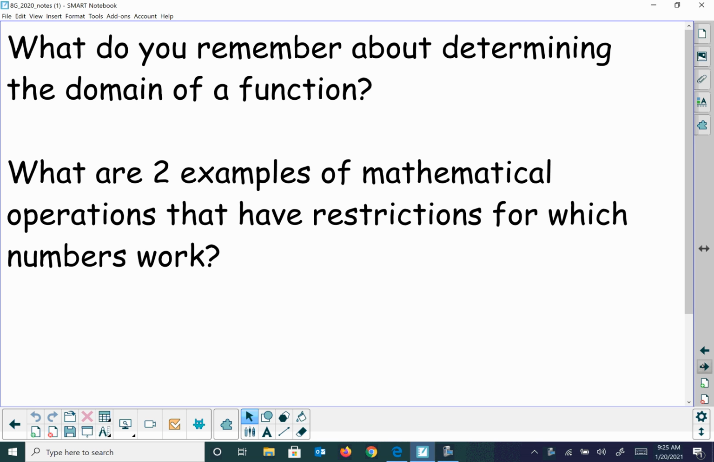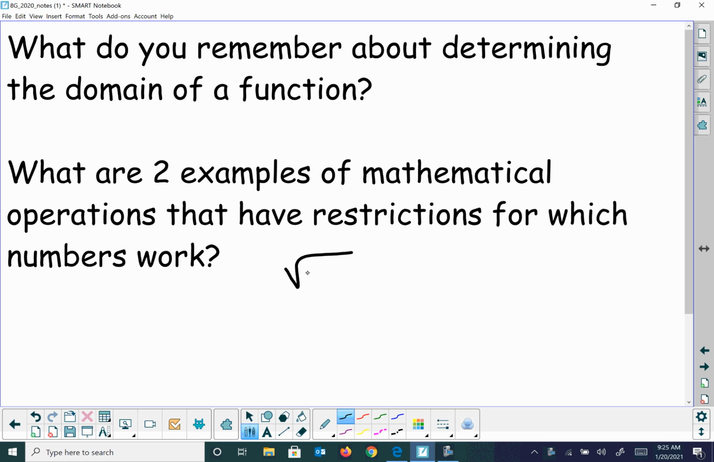So domain and range. Remember, for the domain you're dealing with the x values, so you can't have a negative under a radical, that's going to restrict it, or if you have a denominator, it's going to restrict it. So what are two examples of mathematical operations that have restrictions?